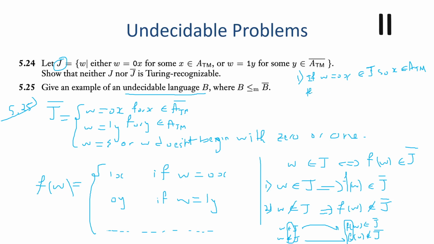Then, what is our mapping doing? All our mapping is doing is the following. f of w becomes 1x, right? All we change is that 0 became 1. And what about the x? The x stayed in ATM. Remember, x here is arbitrary. It could be anything. x stayed in ATM. But now it has a 1 at the start.